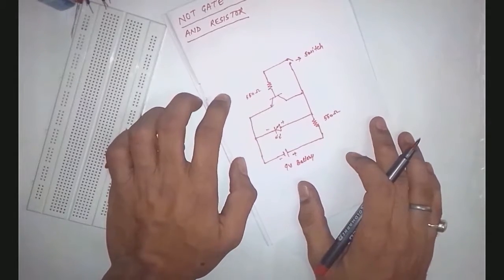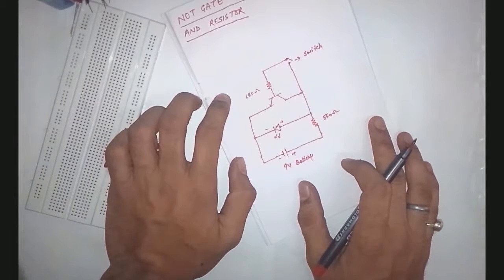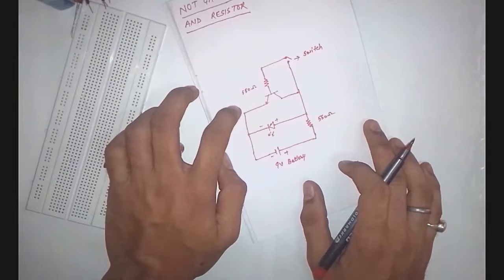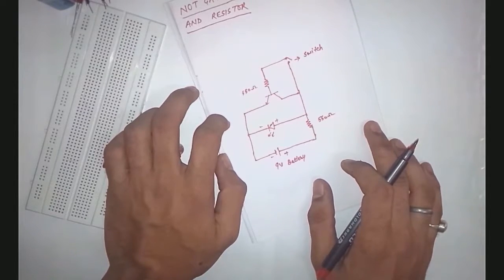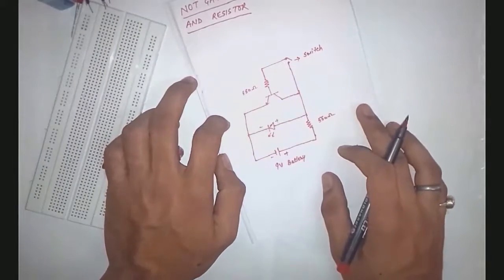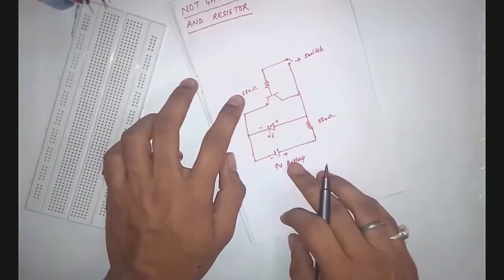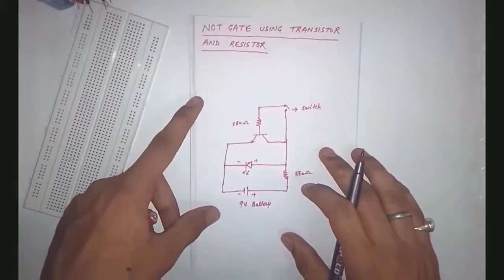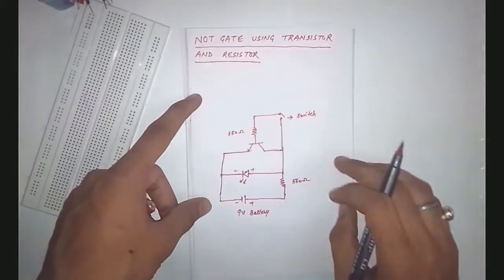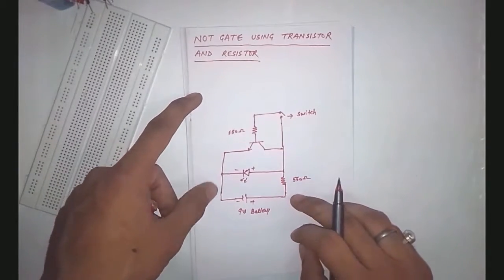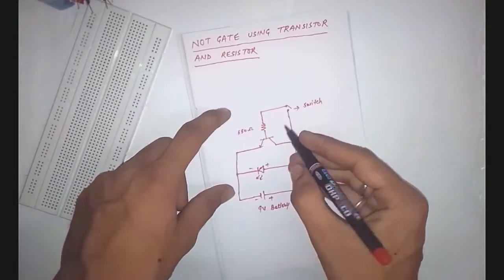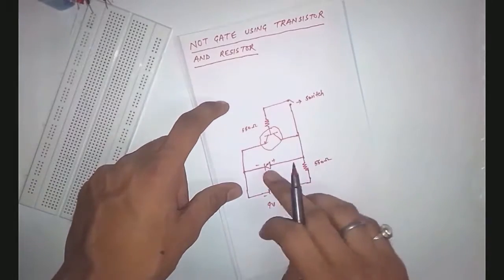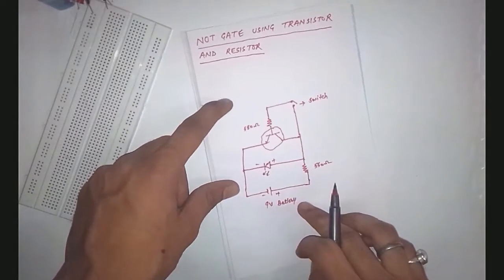You can use a 5-volt battery or a 12-volt, as you have accessible. So the resistance value will change if you are using a 5-volt battery or a 9-volt battery. So this is the basic diagram of the NOT gate using transistor and resistor. So here are two resistors, an NPN transistor, a switch, an LED, a 9-volt battery.